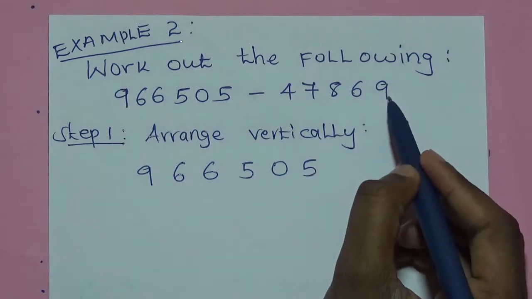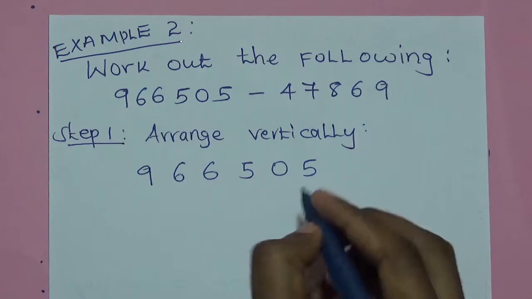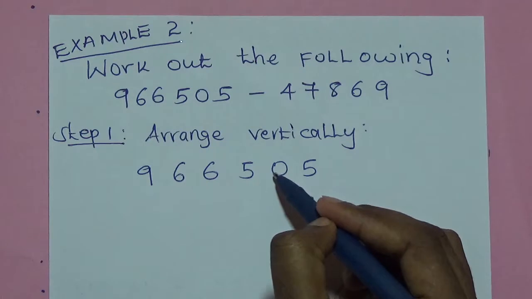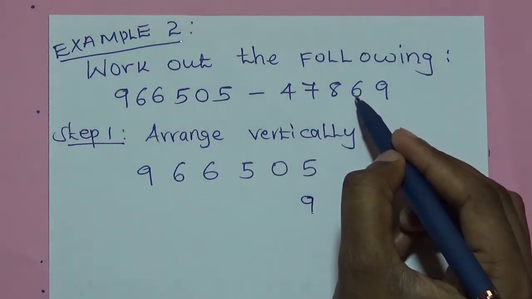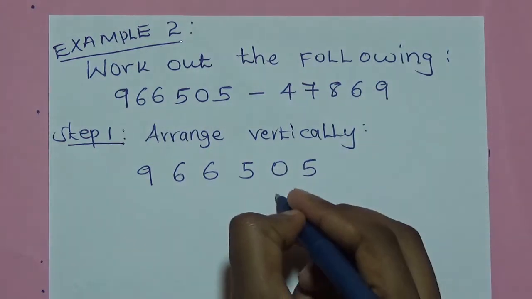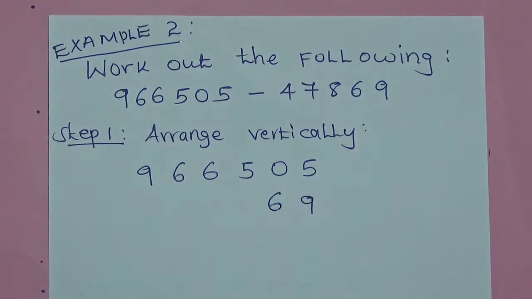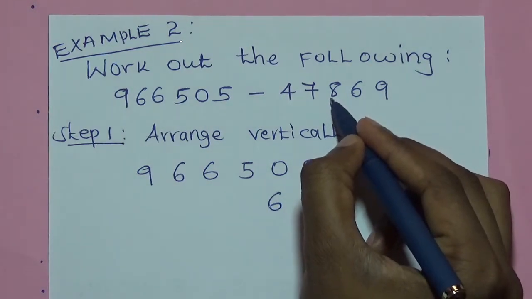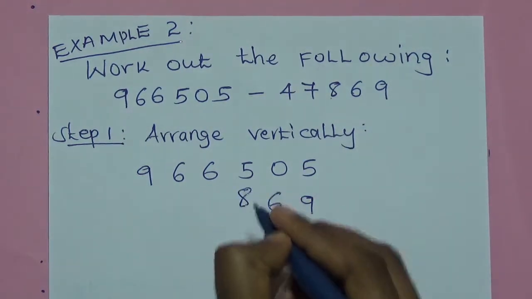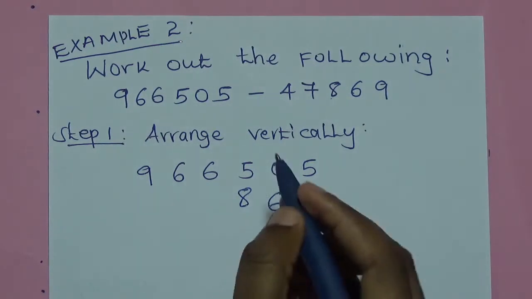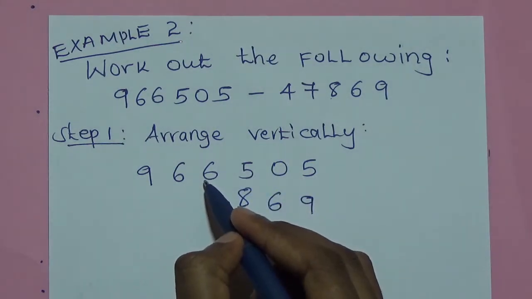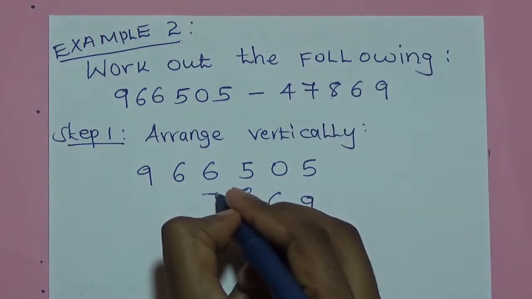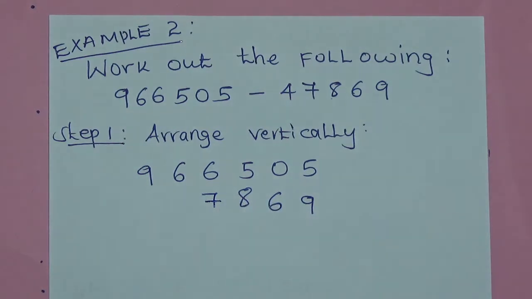In the second number, 9 represents ones. So 9 will come below 5. Then 0 represents tens. In this case, 6 represents tens. So 6 will come below 0. 5 represents hundreds and 8 represents hundreds. So 8 will come at that position. 6 represents thousands. 7 represents thousands. So 7 will come at that position.